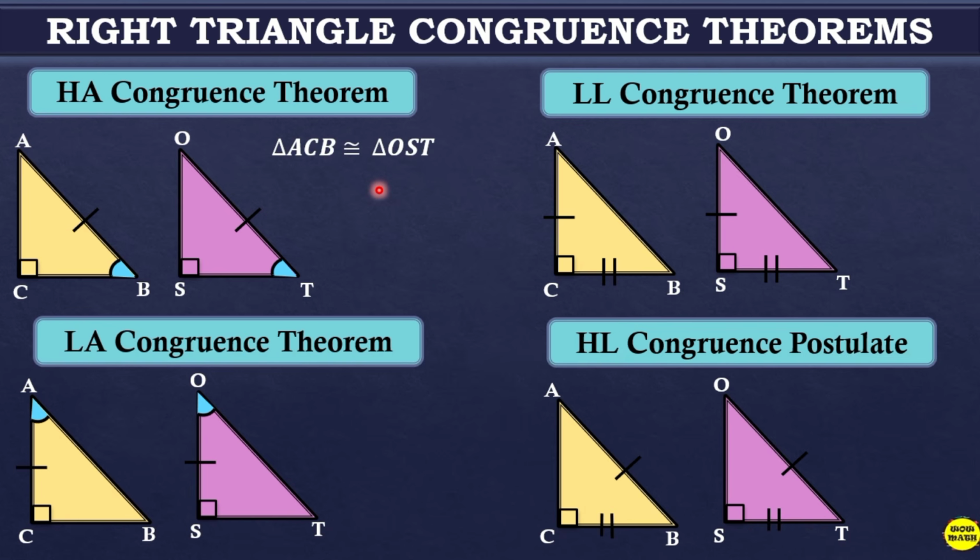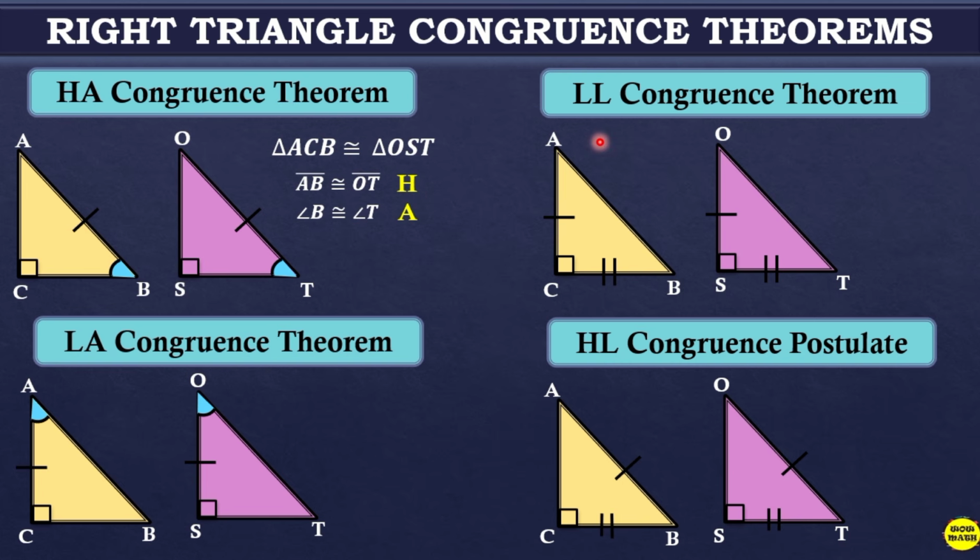Let us identify. I have here triangle ACB is congruent to triangle OST. What is your hypotenuse? Your hypotenuse is segment AB is congruent to segment OT. That is your hypotenuse. And then for your acute angle, we have angle A is congruent to angle B. That is your angle. So, these two triangles are congruent by HA congruence theorem, since we have identified the corresponding congruent parts of these right triangles.